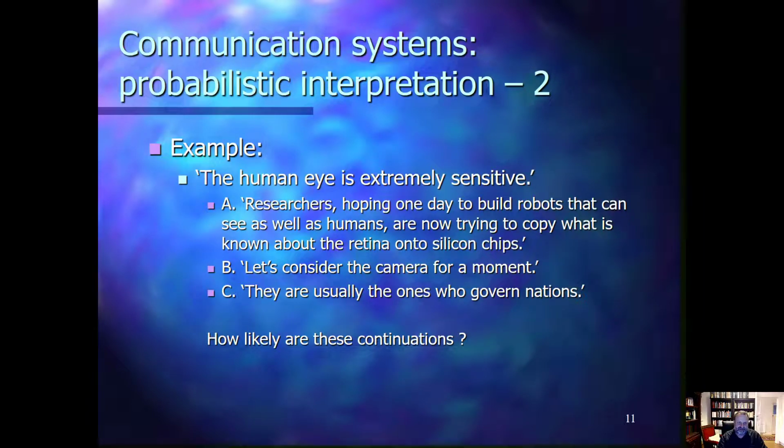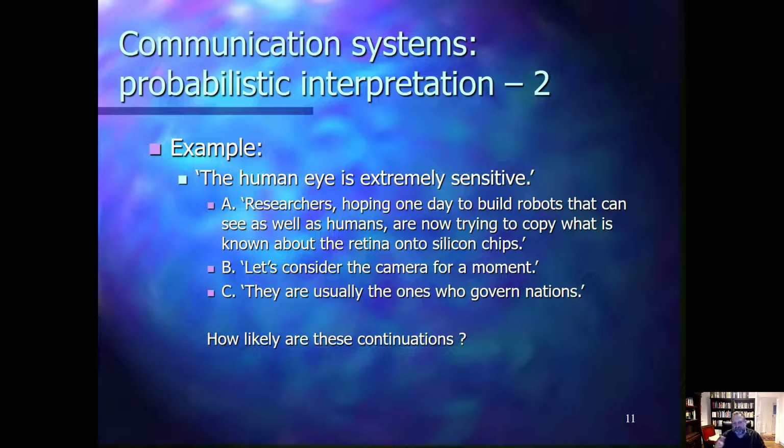So, let's just see an example. The human eye is extremely sensitive. Now, let's consider 3 possible continuations. A: Researchers hoping one day to build robots that can see as well as humans are now trying to copy what is known about the retina onto silicon chips. Or alternative B: let's consider the camera for a moment. Or alternative C: they are usually the ones who govern nations. Now, how likely are these continuations, given the first sentence, the human eye is extremely sensitive?